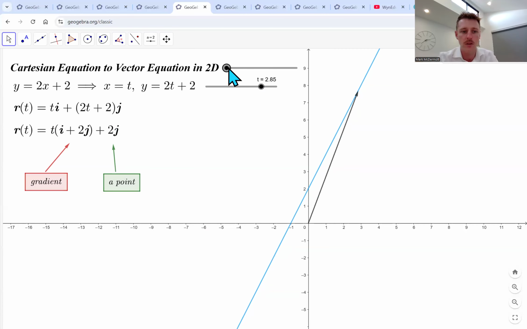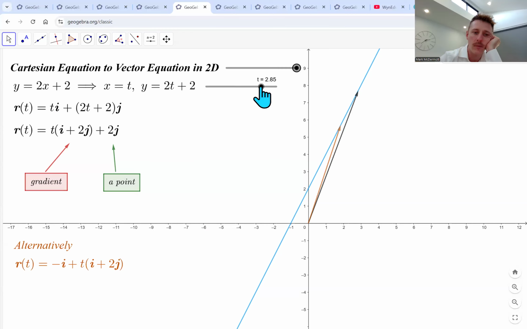Alternatively, and this is where it's a bit interesting, we could parameterize it another way. And this is where we've got to be a little bit careful. If t is 0, the vector could just start at a different point. So for example, the gradient's the same, i plus 2j, but the point I picked was different. I picked negative 1 for when t is 0 here.